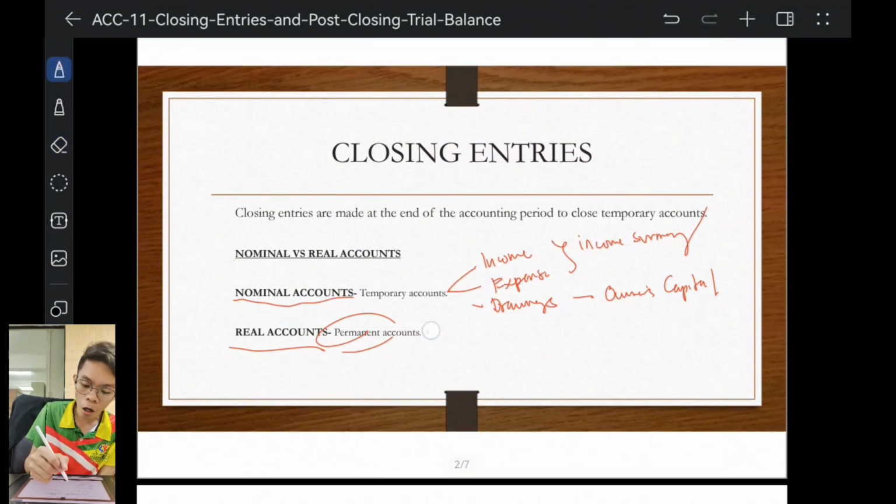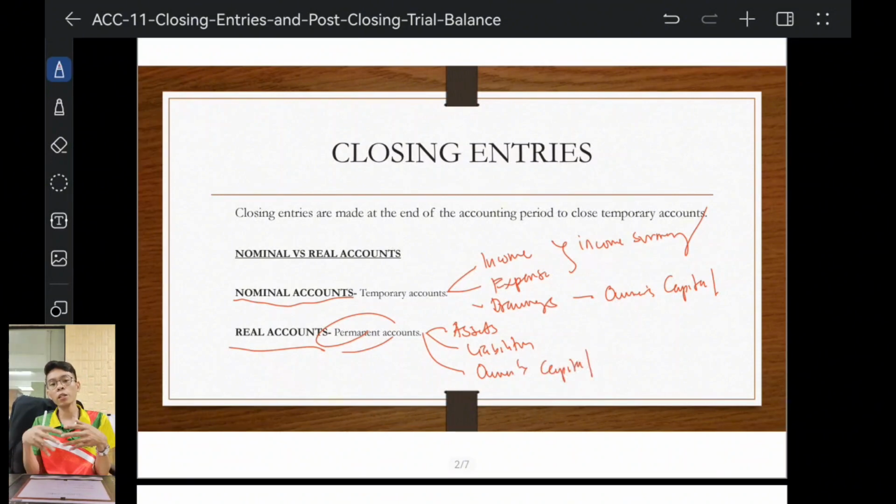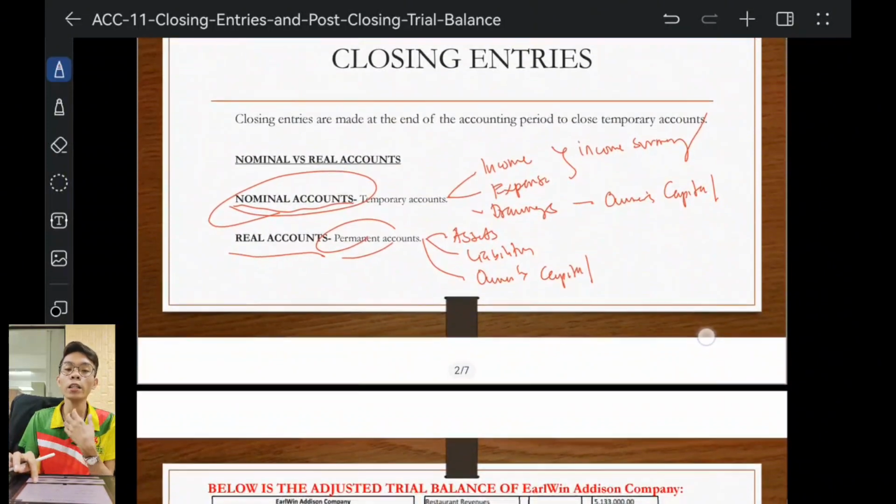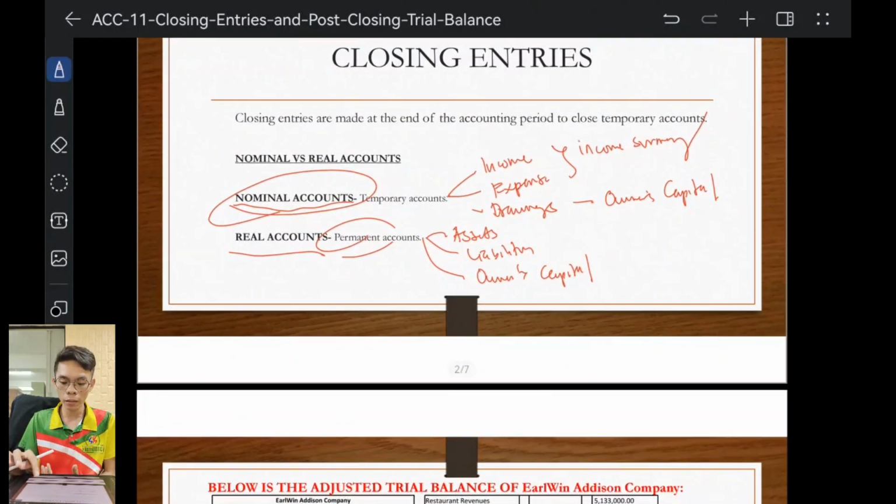So we have our assets, liabilities, as well as our owner's capital or the equity. Assets, liabilities, and owner's capital, later on, class, we will be able to see these accounts in our post-closing trial balance. Again, the focus of this topic is how to create closing entries for our nominal accounts. Okay, are we good? So let us now try to create closing entries.